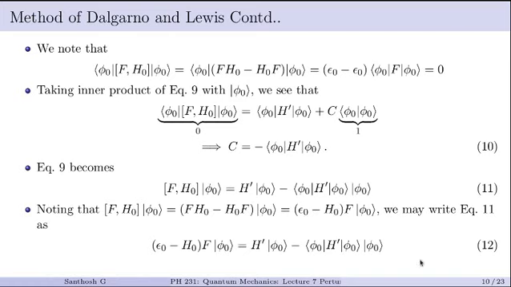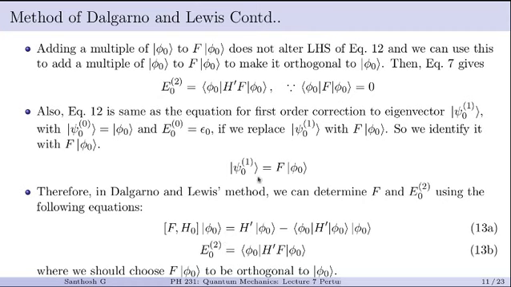Now equation number 12 is exactly the same as the first order correction term in perturbation theory, if we identify f phi 0 as a first order correction to the wave function and this term over here as a first order correction to energy, and therefore we identify f phi 0 as the first order correction to the eigenfunction. Okay.